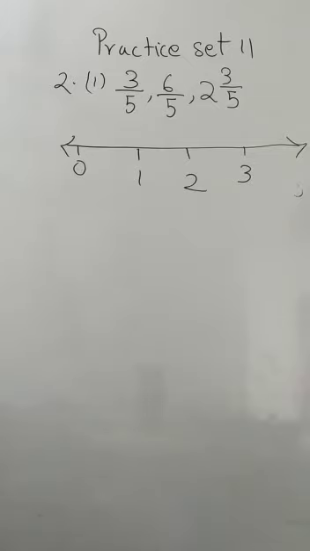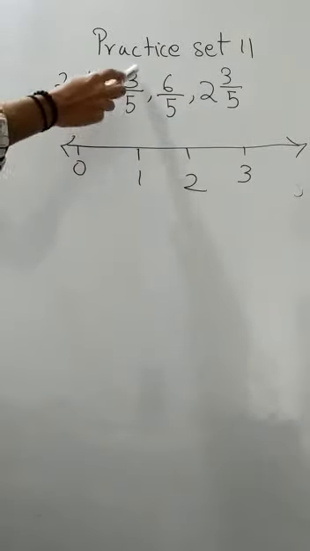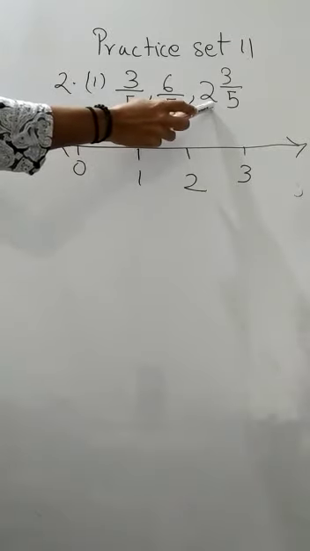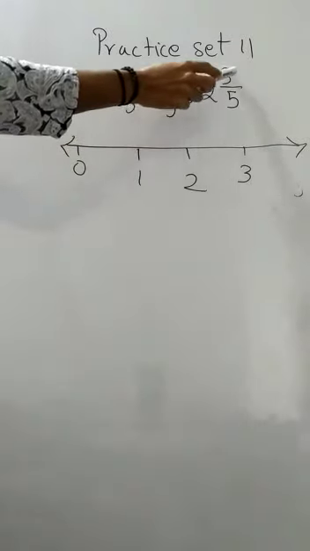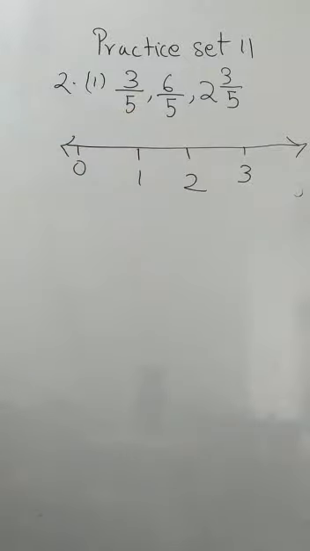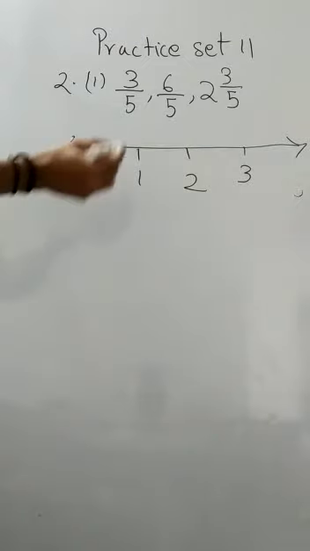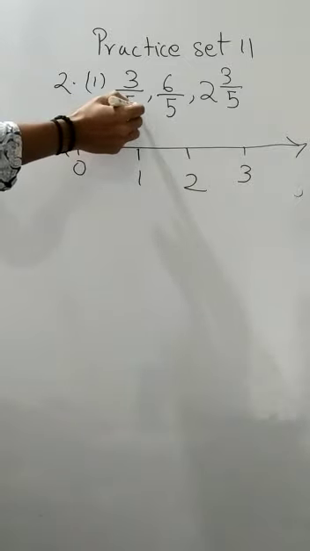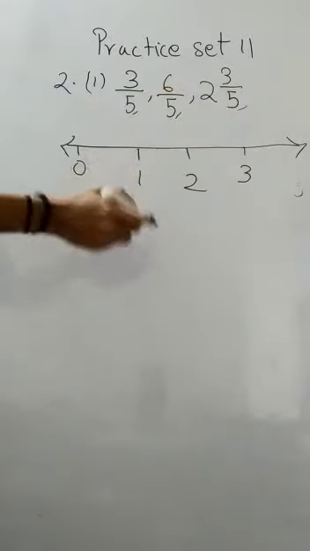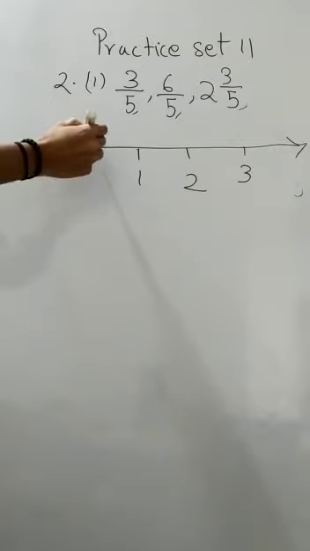Now they have given 3 fractions, that is 3 by 5, 6 by 5, and this is a mixed number, 2 and 3 by 5. So all these 3 you have to show on the number line. So I have drawn a number line here, and see here what is the denominator? 5. Here it's 5. Here it's 5. So all the 3 numbers have 5 as the denominator.